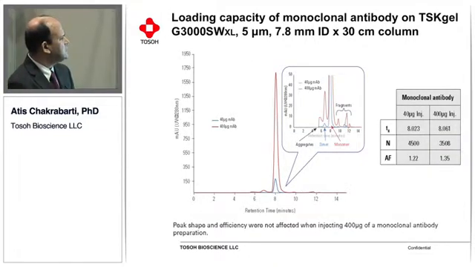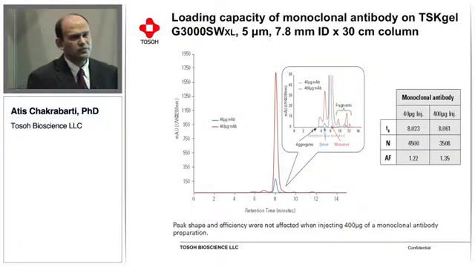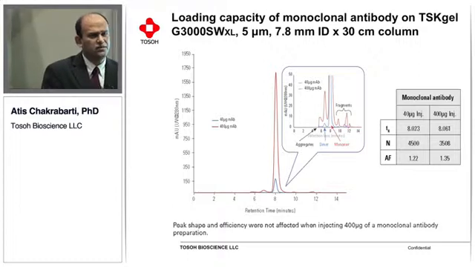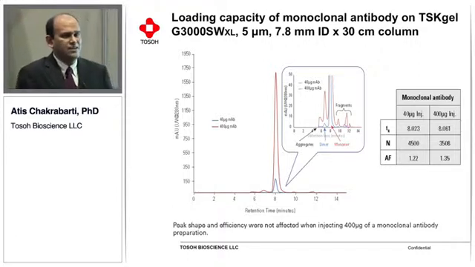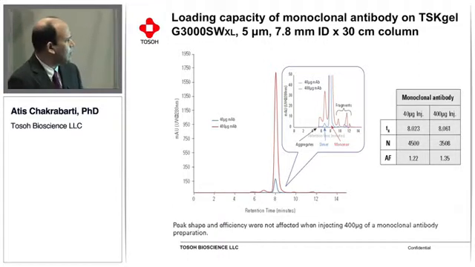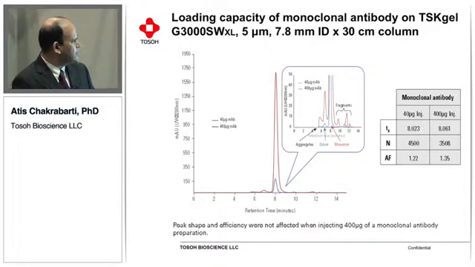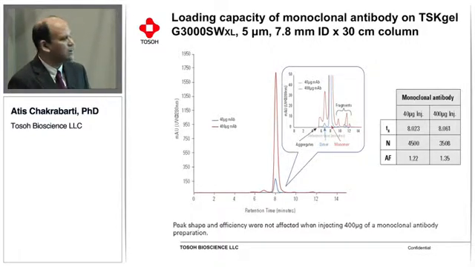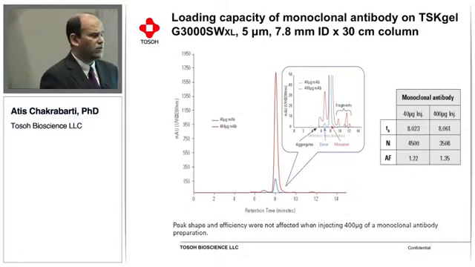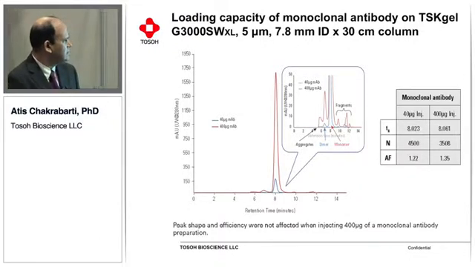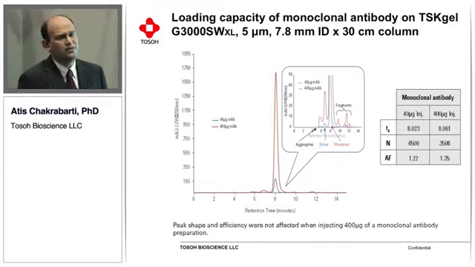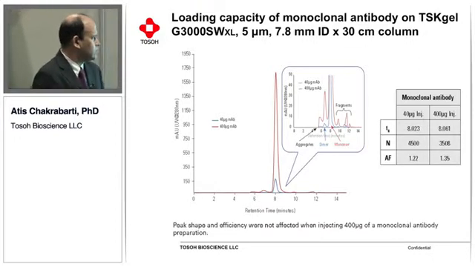Now, this is the study we have done in our lab. We have used monoclonal antibody just to see whether the column has any effect on the amount of the monoclonal antibody I am loading onto the column. So we started with the blue line. I'm not sure the color is very clear, but the blue line is 40 microgram of the monoclonal antibody, and the red is 400 microgram, which is a 10-fold higher amount of the monoclonal antibody.